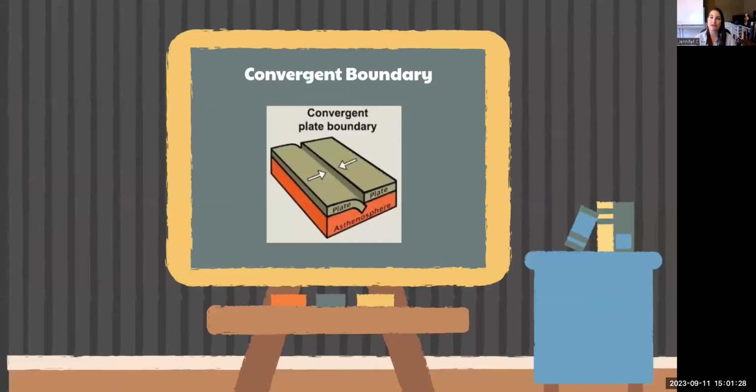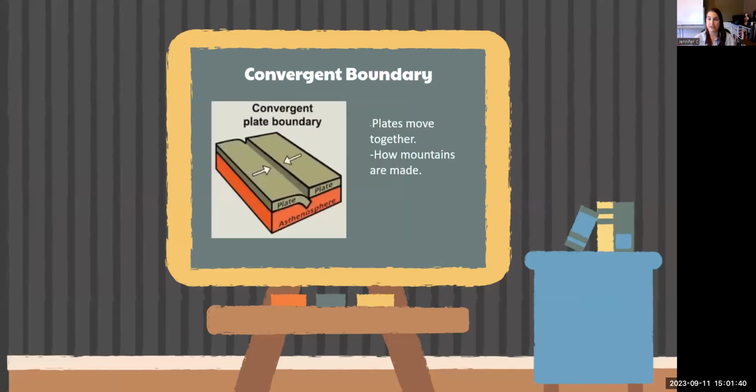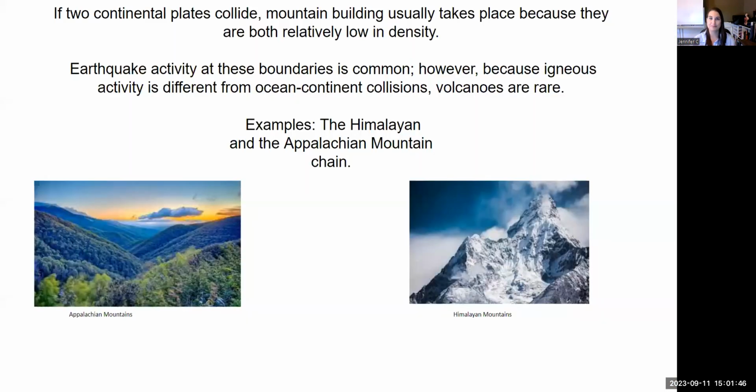All right, first we're going to begin with convergent boundaries. So we have two plates that are coming together with a lot of force, and usually one will go over the other. The plates are moving together, and it's how mountains are made. If two continental plates collide, we're of course going to have mountains. We may have some earthquake activity also. Some examples are the Himalayan mountains over to the right and the Appalachian Mountains close to where I live over on the left.